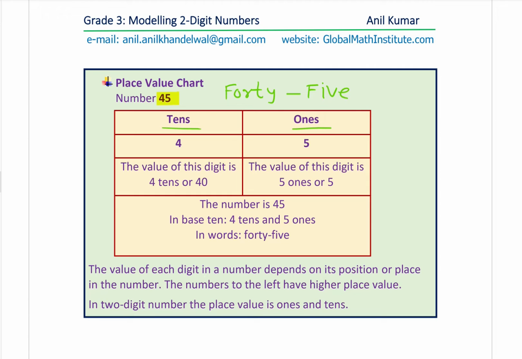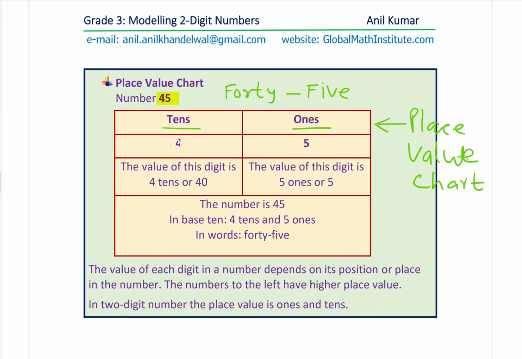So when we read a number, the digit on the right is the ones place and on the left of that is the tens. So we can write a place value chart. This table is called a place value chart where you put tens and ones. Is that clear? Okay, so in the place value chart, we have two columns. One is for ones, the other one is tens.